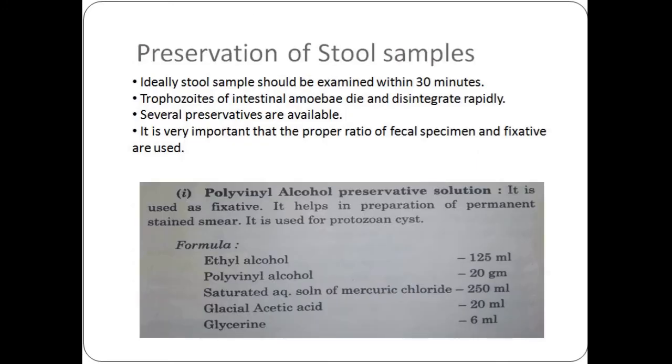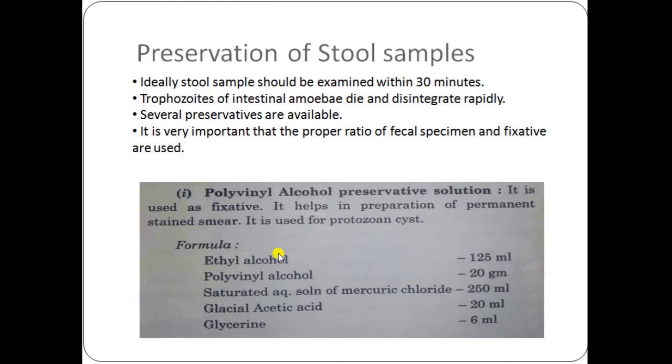Next is preservation of stool sample. At the least, the stool sample should be examined within 30 minutes, because there are certain parasites which can die very early, such as trophozoites. They disintegrate rapidly. Several preservatives can be used for preservation of stool sample. It is very important to use the proper ratio of fecal specimen and the fixative in case of preservation. Here we will discuss three important preservative solutions which are used for preservation.